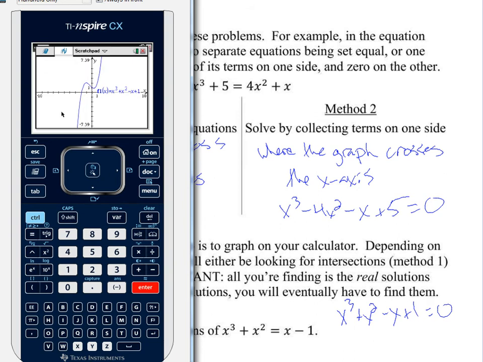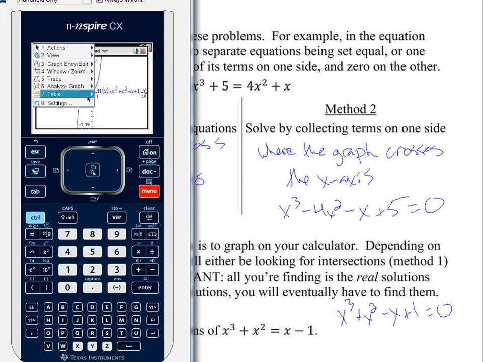How many zeros should we have? How many should we have with a third degree polynomial? 3. How many do we have? 1. So we can find that one solution right now. We can force the calculator to find it. What does it look like? Looks like 2, but we don't know for sure.